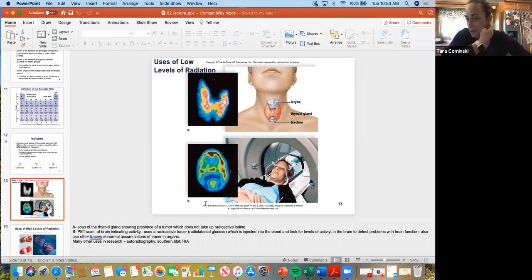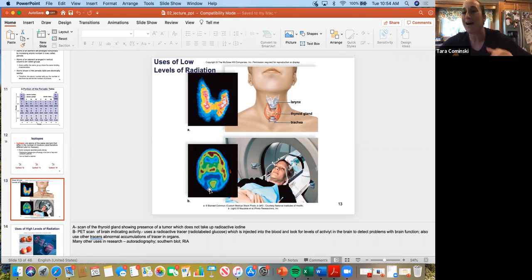It's called a PET scan, right? So it's actually showing you activity. You could potentially pick up areas where there's little or no activity due to damage, it could be damage caused by a stroke or something else. So those are really powerful techniques, right? And so that's using low levels.